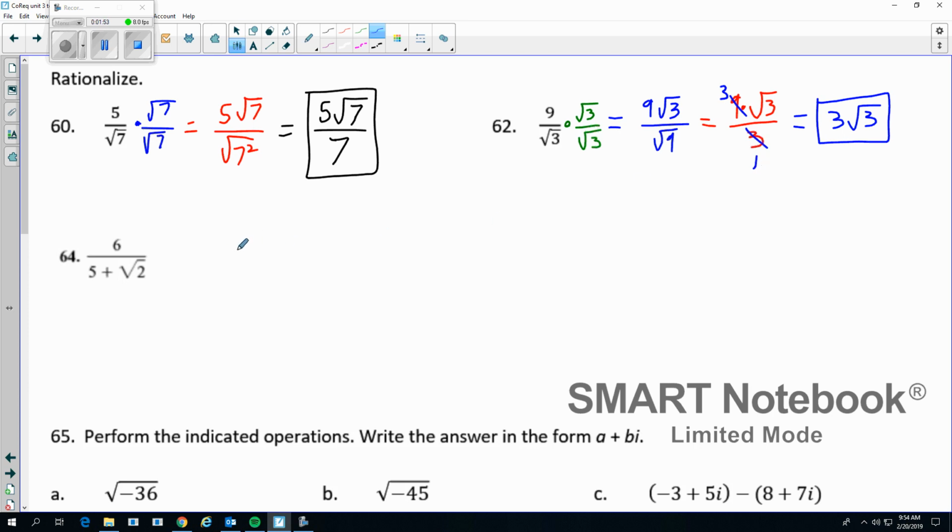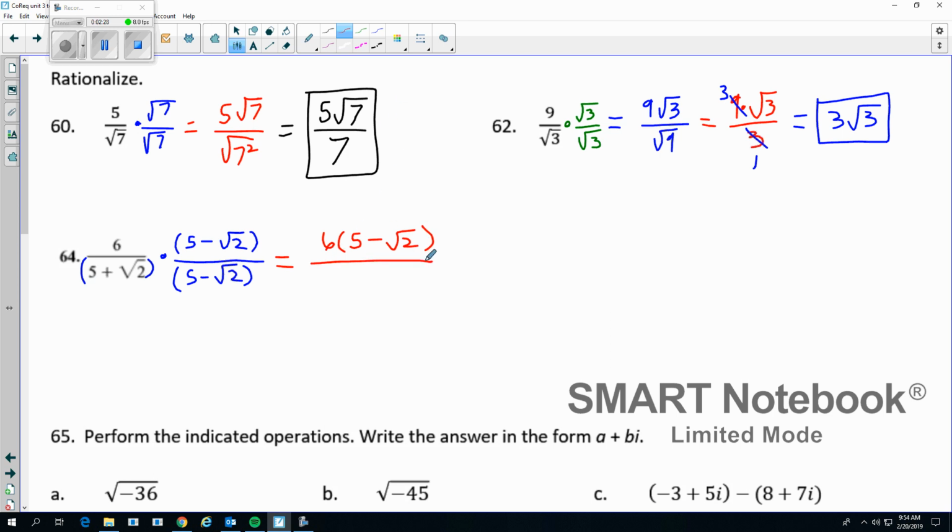Okay, so our last one that we're going to look at is where the denominator is a little bit more complicated. To get rid of the radical, you're actually going to have to multiply by the conjugate in this case. So the conjugate here is going to be 5 minus square root of 2. And then on bottom, we'll do 5 minus square root of 2. Here, you could distribute the 6, but typically we just keep it right here. So 6 times 5 minus square root of 2.